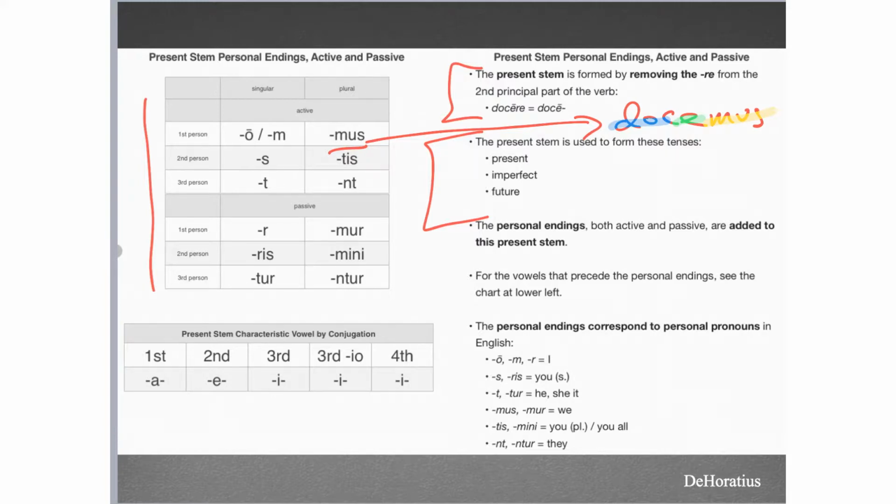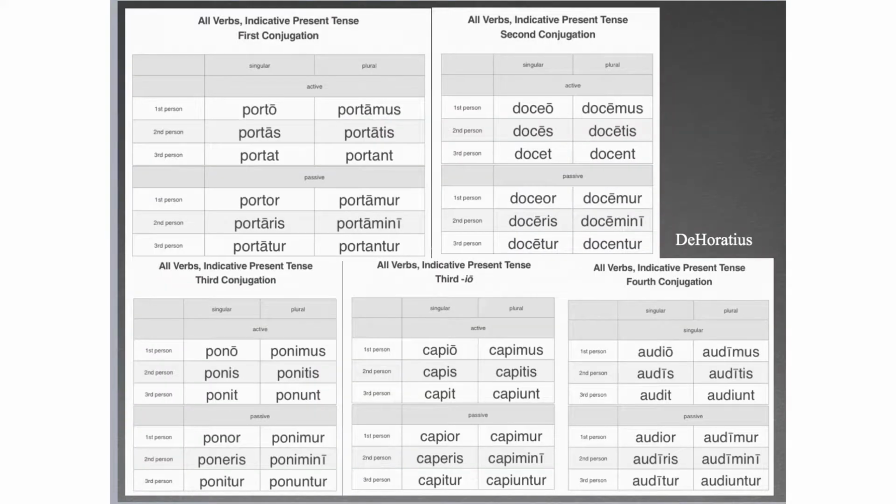Remember over here in the endings, each of these endings, o, s, t, mus, tis, nt, and the passive endings, or, ris, tur, mur, mini, ntur, correspond to English pronouns, and those are elaborated here. It's pretty important that you know these endings and the pronouns that go with them. They're going to be the basic endings for these 3 tenses: the present, the imperfect, and the future. So lots of forms here. These are all the conjugations in their present tense. The thing I want to remind you of is that these are all exactly the same, except for the characteristic vowel. So if you look in the middle, A.